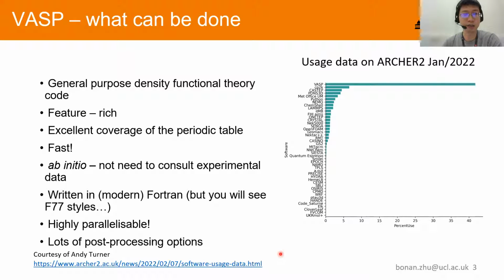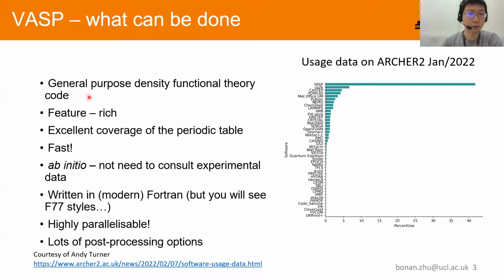So like George has already said, VASP is a highly used code for materials modeling, essentially. Here I have the data, which is not for Young, but for Archer 2. You can see it has taken a very strong lead in the total time spent on Archer. The data is for January 2022, which has been a while, but the trend is still staying till now.